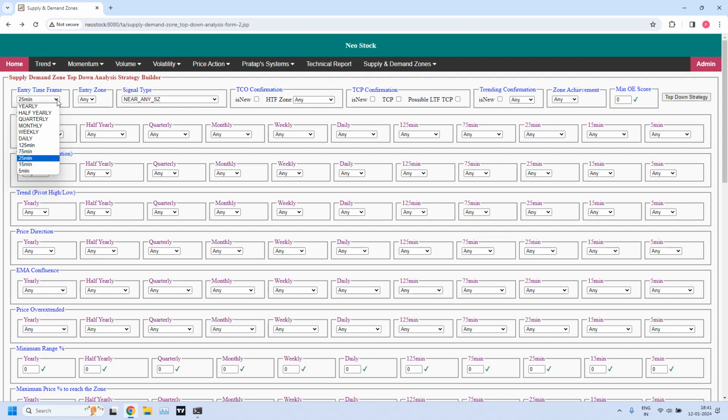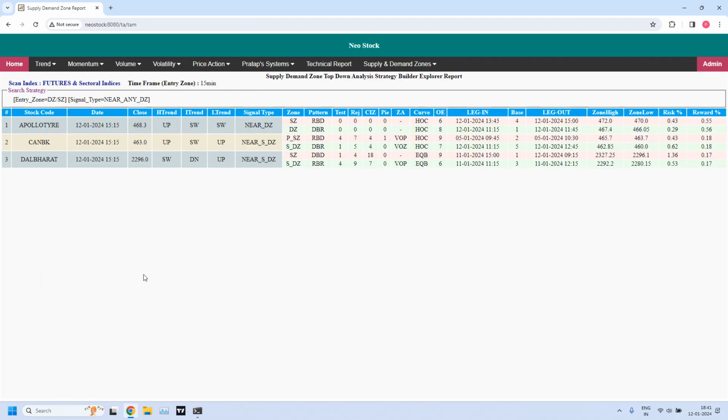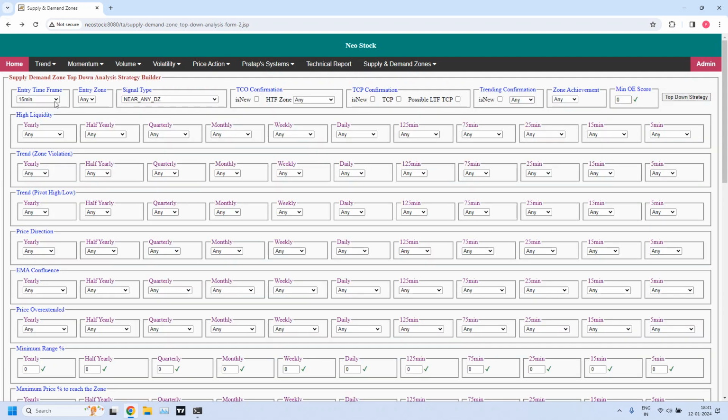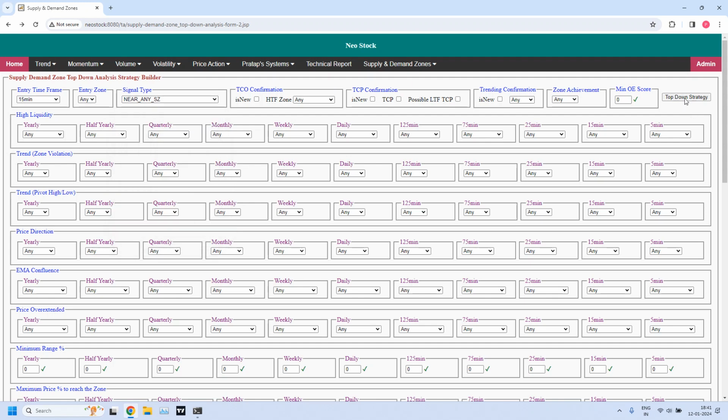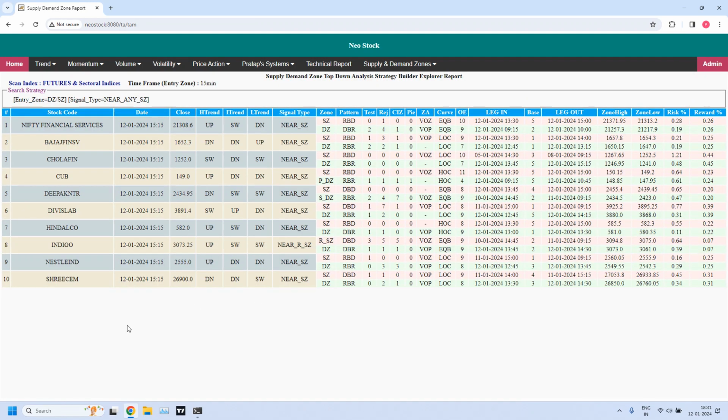So let's go back, change the time frame to 15 minutes time frame. Let us find the stocks near 15 minutes demand zone. So these 3 stocks are filtered. So let's go back, 15 minutes time frame. Let us find the stocks near 15 minutes supply zone. So these 10 stocks are filtered.